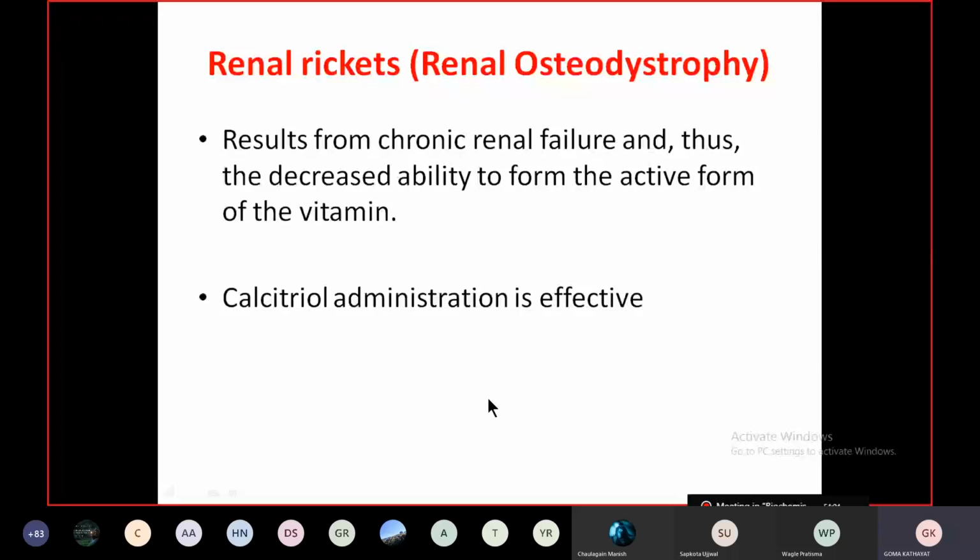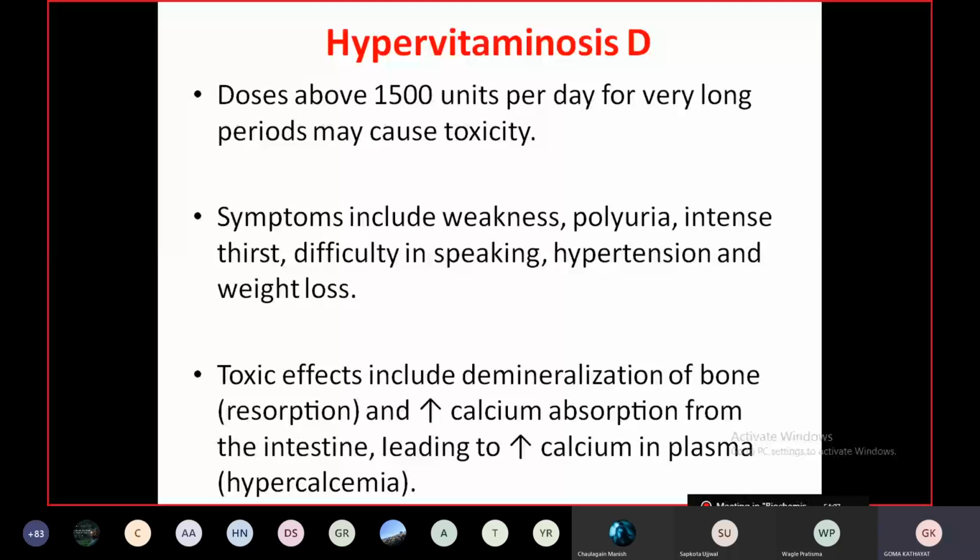Now coming to hypervitaminosis D. As I said, vitamin D is stored in some amount in the other tissues as well. Among all the vitamins, vitamin D toxicity is very common. If the dose is above 1500 units per day and is taken for a long period of time, then it leads to toxicity.